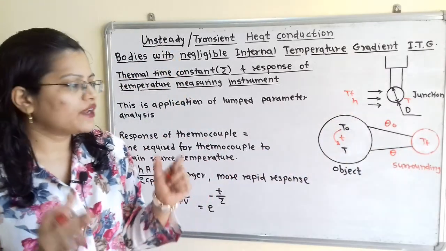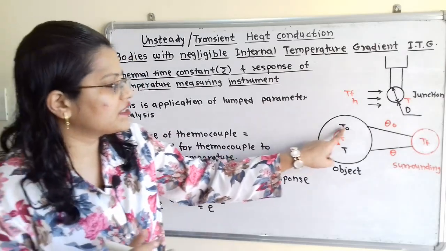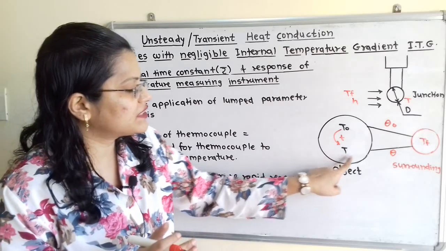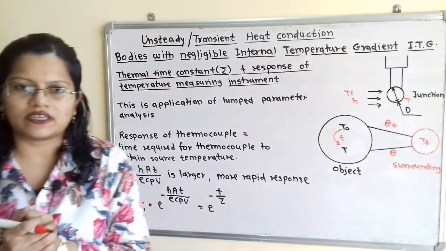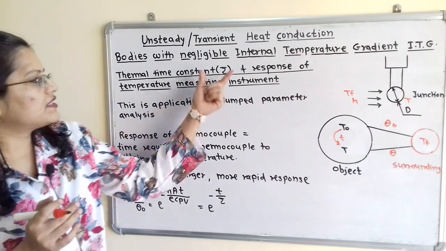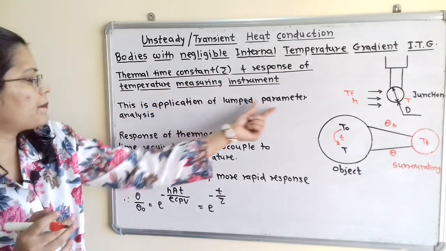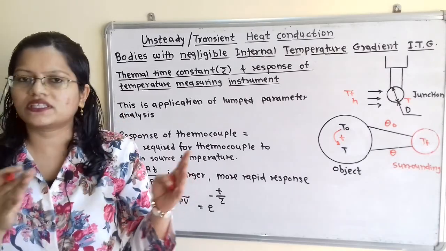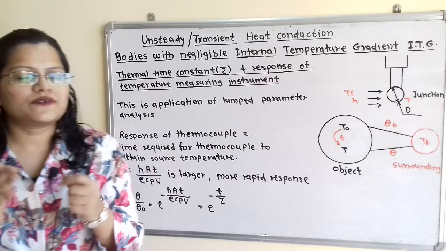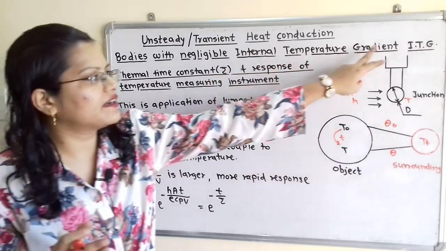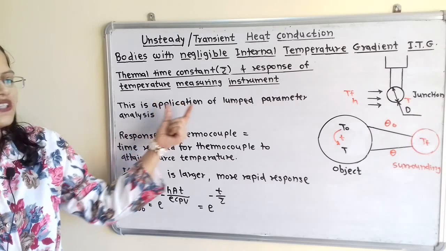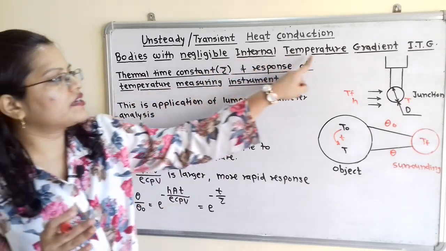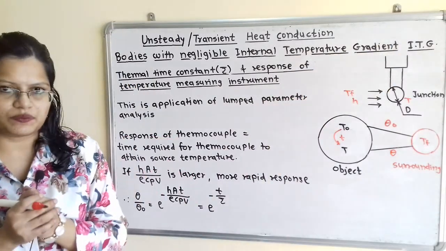Now when we take the difference between this T0 and Tf, it will be known as theta 0, and this temperature difference T minus Tf is known as theta. Now this is the application of the lumped parameter analysis. The lumped parameter analysis we have seen in the previous video, that is when the internal temperature gradient is negligible, then that is the case of lumped parameter analysis. So in this case also the internal temperature gradient should be negligible.